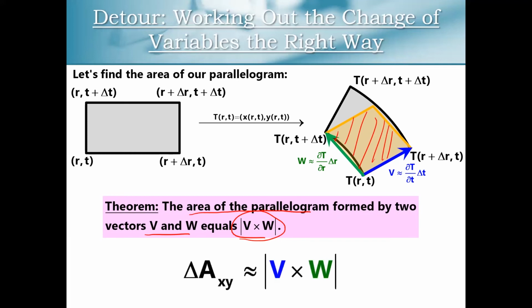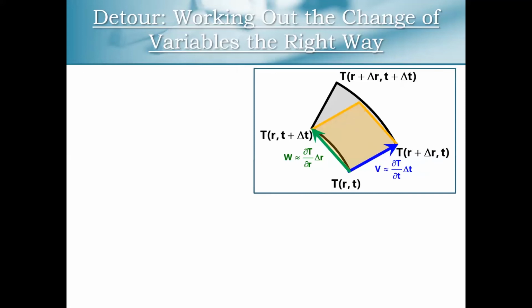So our XY area, our change of area in XY space, is approximately equal to the magnitude of the cross product of v and w. So let's use that fact. I'm keeping my picture from the previous slide just so you know the diagram that goes with this. But let's plug in for v and w.